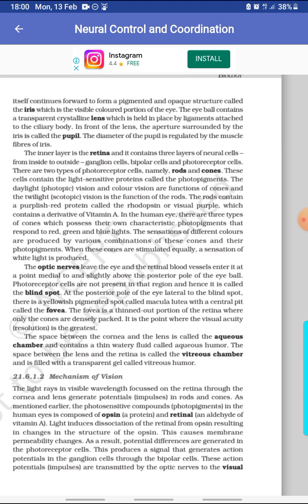The fovea is a thinned out portion of the retina where only cones are densely packed. It is the point where the visual acuity or resolution is the greatest. The space between the cornea and the lens is called the aqueous chamber and contains a thin watery fluid called aqueous humor. The space between lens and the retina is called vitreous chamber and is filled with a transparent gel called vitreous humor.